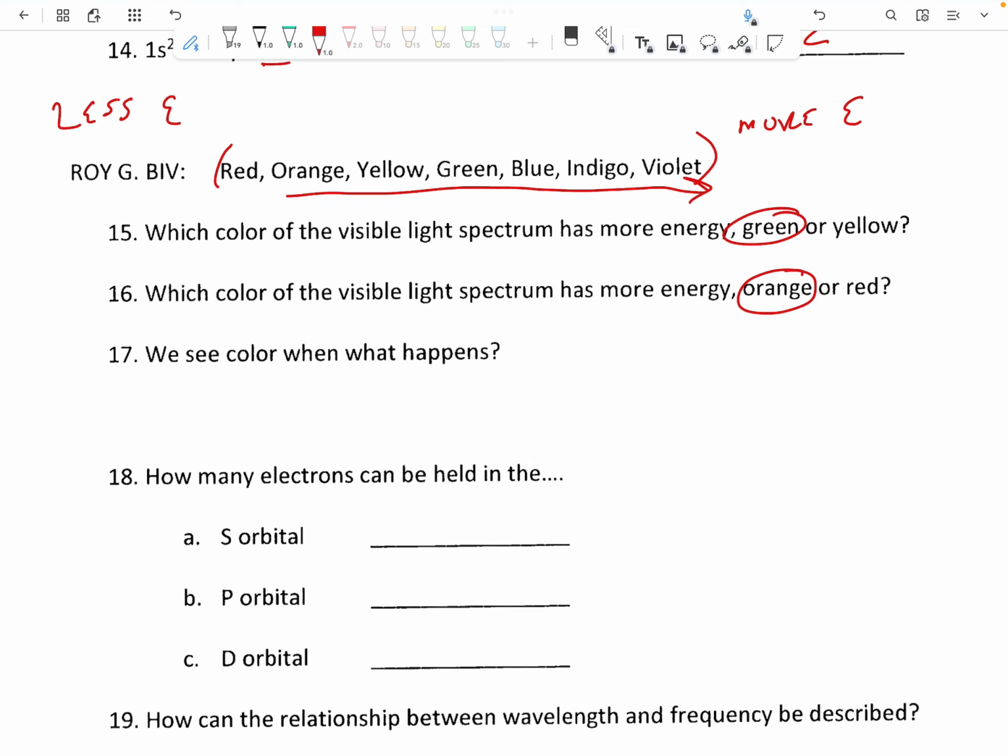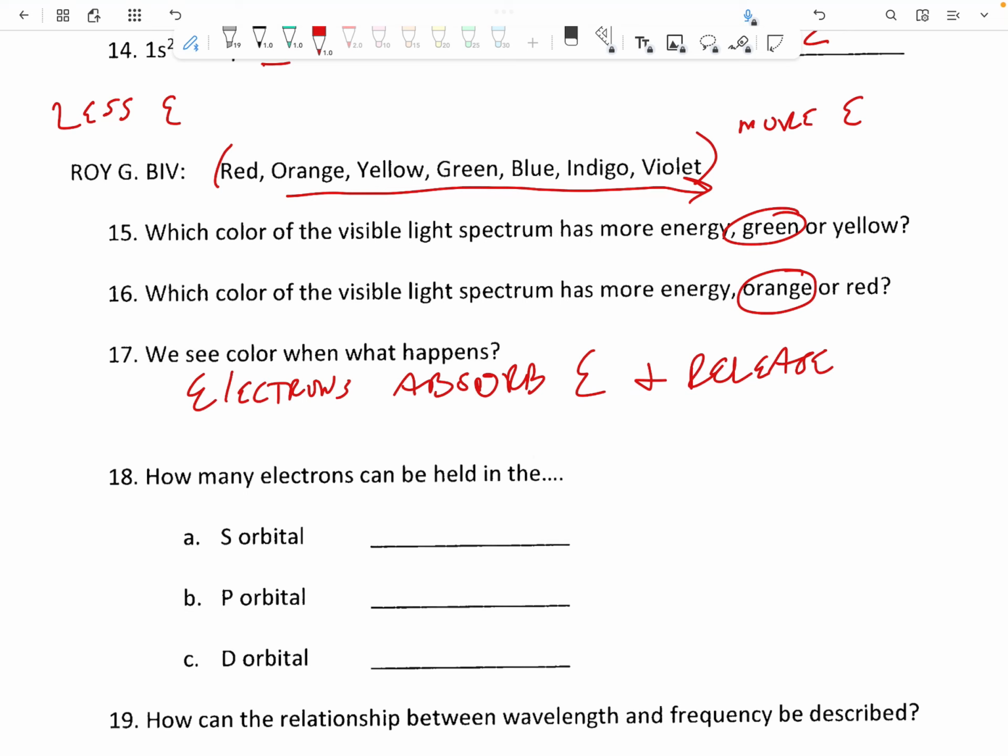And we answered this in class today. When we see color, what happens? And this has to do with electrons. Electrons absorb energy. Absorb, that's a B. Absorb energy and release it. And that's how we see light and color. Okay?